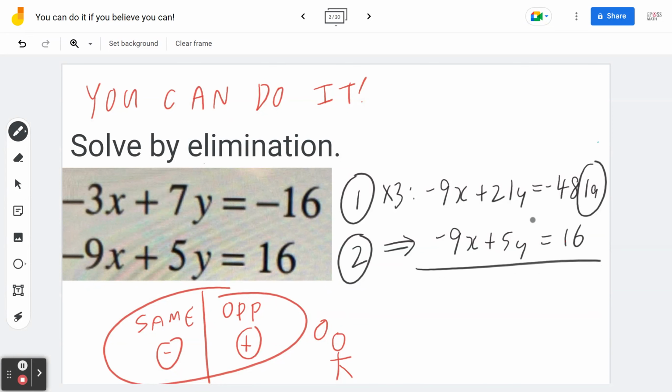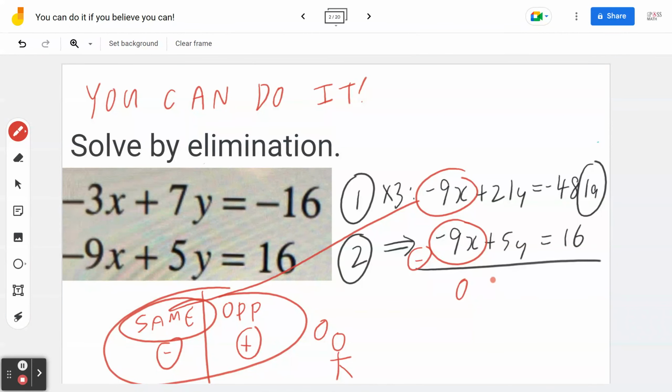And now what happens is I can subtract. Why am I subtracting? Because these are the same, right? So again, if you think about negative 9x, they are the same. Therefore, you subtract. Negative 9x minus negative 9x is going to be 0. 21 minus 5 is going to be 16, so in this case, 16y. Negative 48 minus 16 is negative 64.